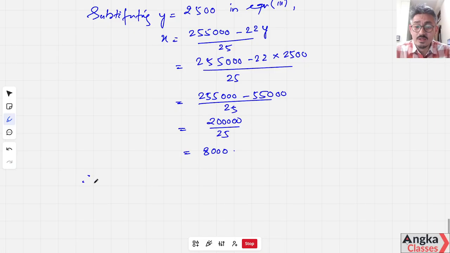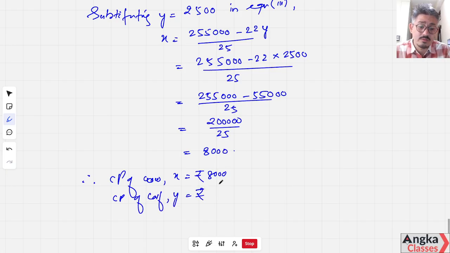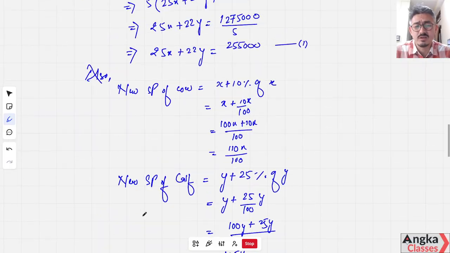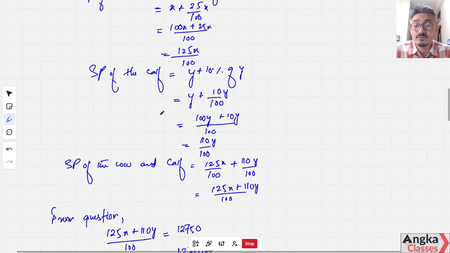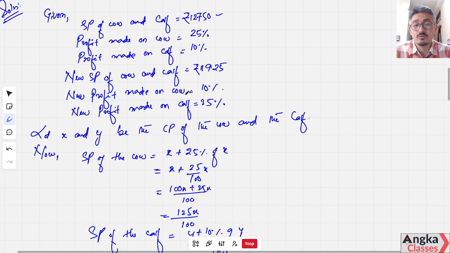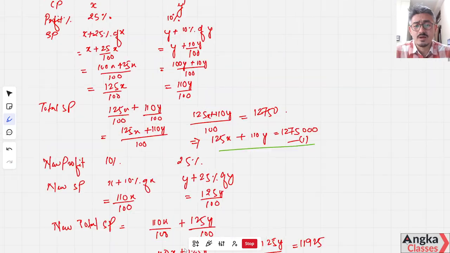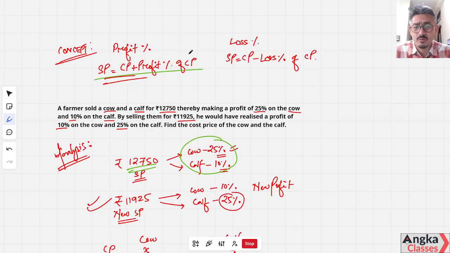Anyways, therefore the cost price of the cow x is rupees 8,000 and the cost price of the calf y is rupees 2,500. Okay, so this is how we tackle this question. It is a very long solution, but the concept remains the same. The concept is the selling price and cost price, nothing but this concept.